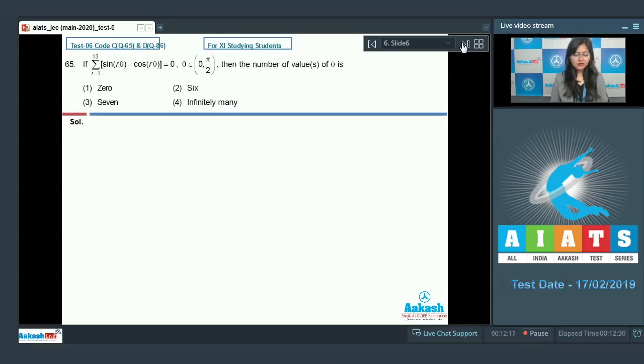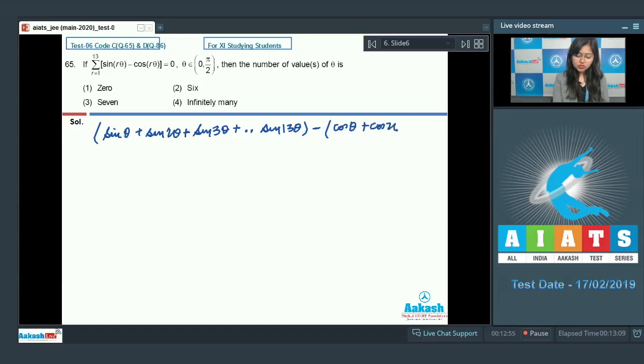Next is question number 65, which says that summation r equal to 1 to 13 of (sin r theta minus cos r theta) is equal to 0, where theta belongs to (0, pi by 2). Then the number of values of theta is. Simply applying the summation on sin r theta and cos r theta, we will get sin theta plus sin 2 theta plus sin 3 theta and so on up till sin 13 theta, minus (cos theta plus cos 2 theta plus cos 3 theta and so on up to cos 13 theta) is equal to 0.